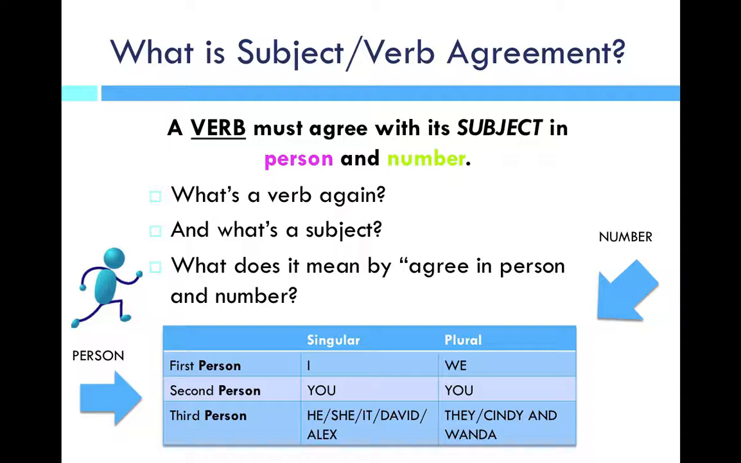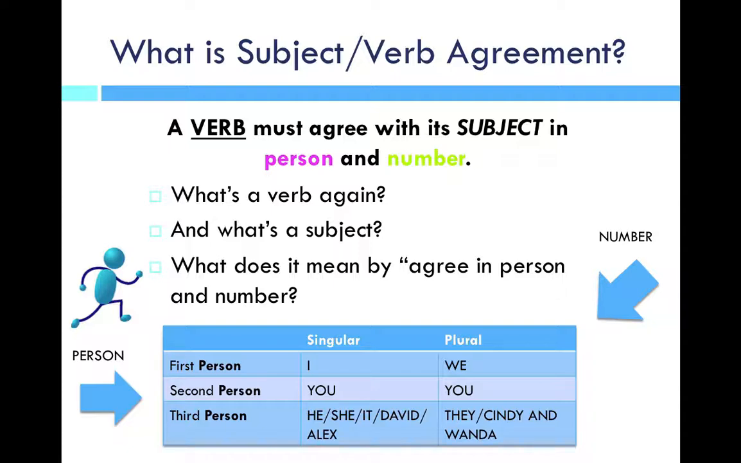So if you remember from the beginning of the year, a verb is an action, and the subject is whatever is performing that action. So for example, Jane jumped high. Jane is the subject, and jumped is the verb that she's performing. Now when we need the verb to agree in person and in number, what that means is that we're going to look at the subject and we're going to decide first, is it singular or plural? Is there just one person performing it? Then it's singular. Is there more than one person? Then it's plural. In the case of Jane jumped high, Jane is just one person, so we know it's singular.